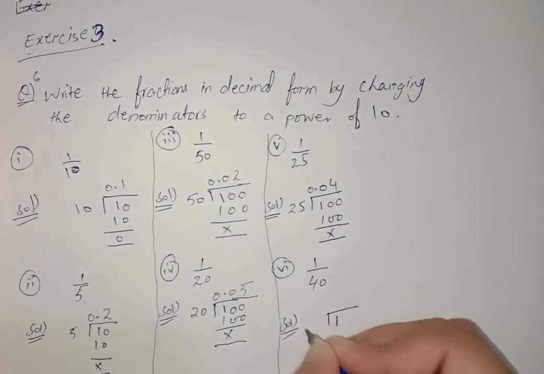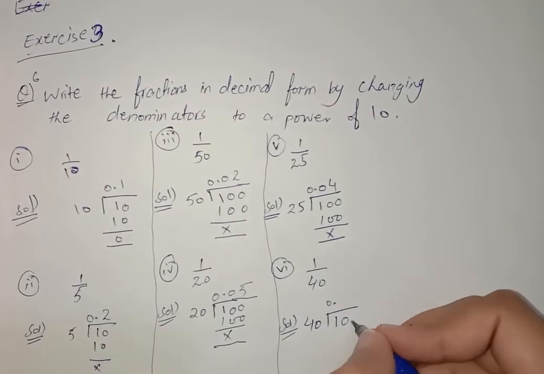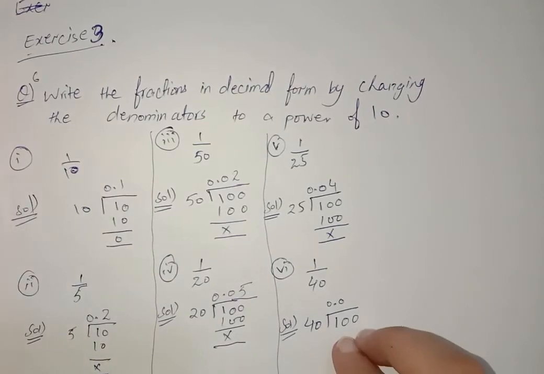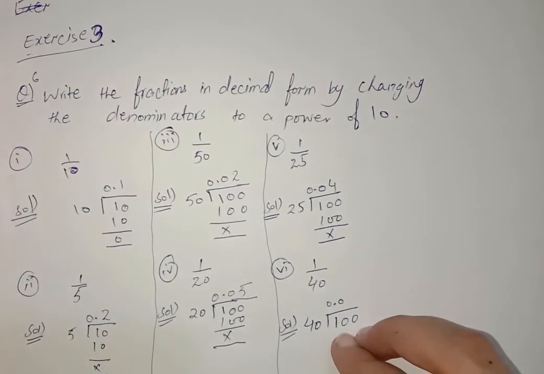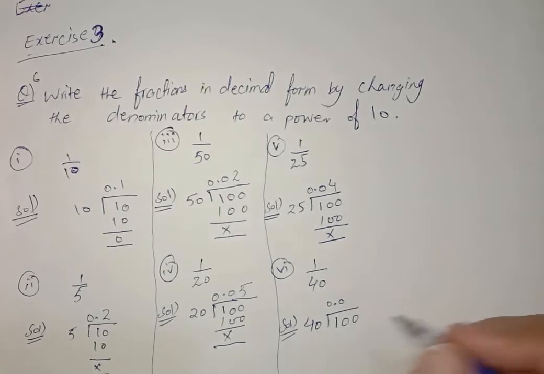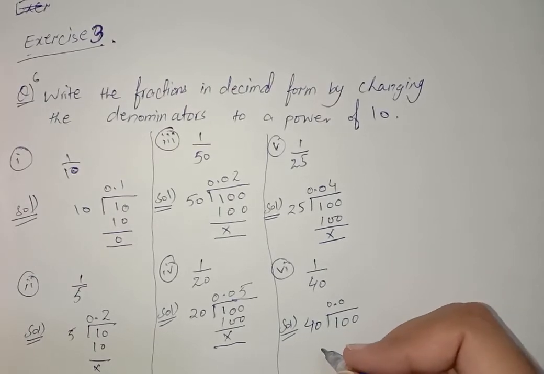Now 1 comes in a bracket and 40 out of the bracket. 0 point 0, we have to place one more 0. Whenever we place two zeros at the same time, we have to place 1 zero in our answer. Now does 100 come in a table of 40? Yes.